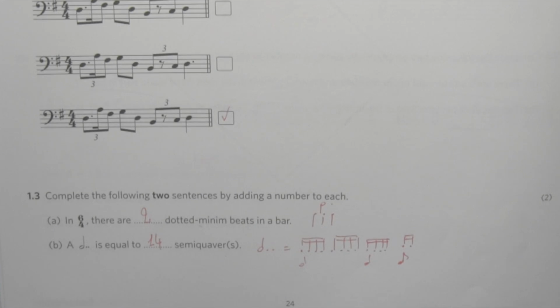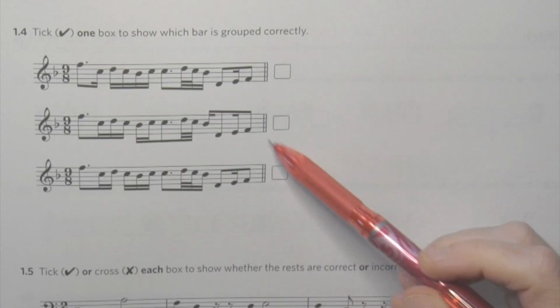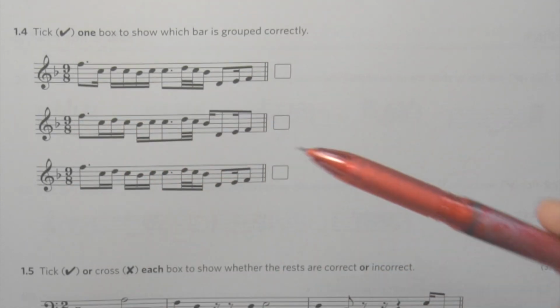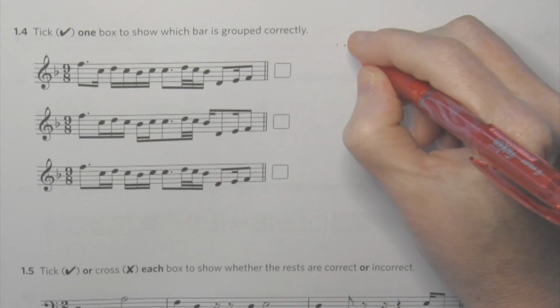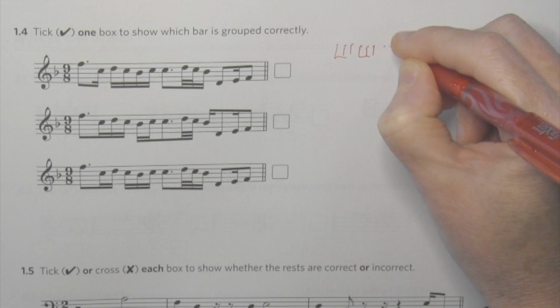That's it, sorted. Next question. In this question, we need to take the box that shows the bar correctly grouped. The time signature is 9/8, which means 9 quavers grouped in threes. So 1, 2, 3, 1, 2, 3, 1, 2, 3.